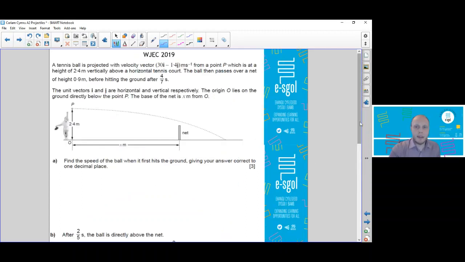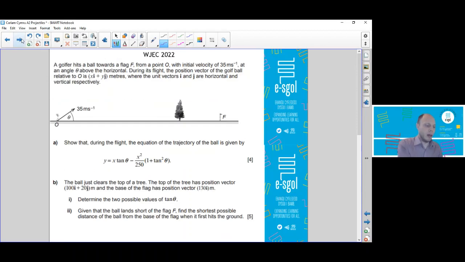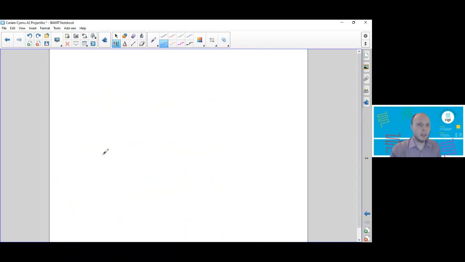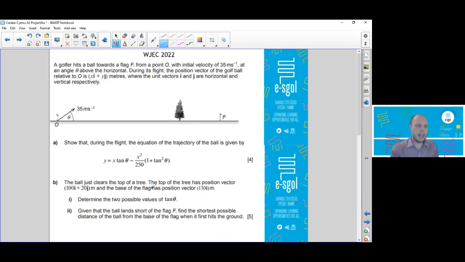Okay, this is very similar to the question we did with the cricketer earlier. So starting from a height, and the question is, does it go over the net? That's in vector form, and that's from 2019. And then I've got one more, which is, does a golf ball pass over a tree?